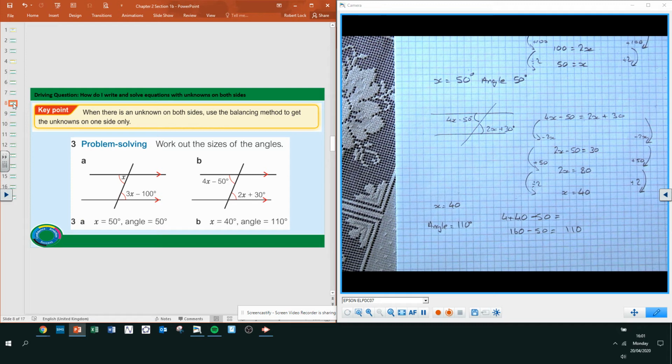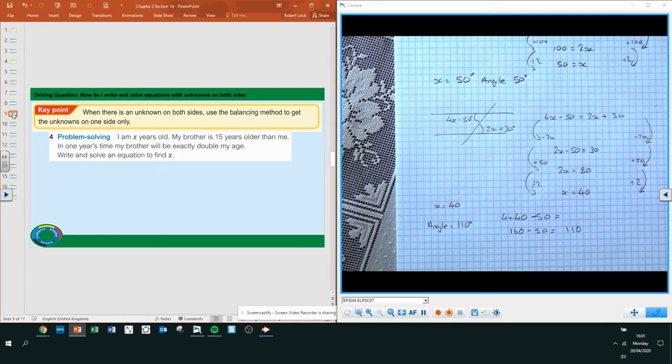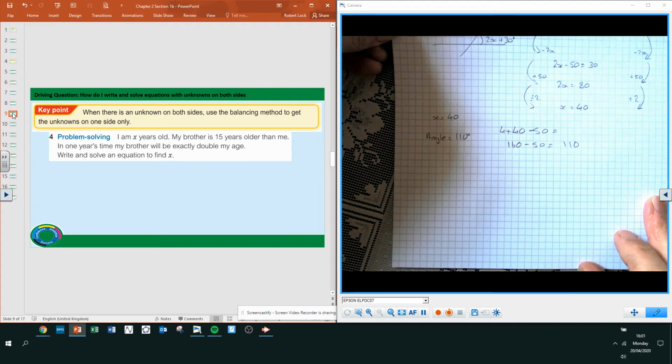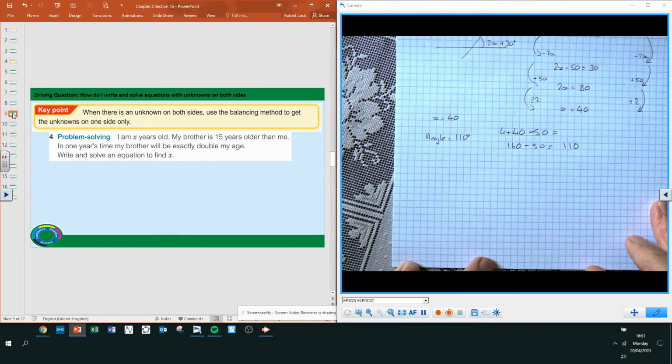How did you do? Question number 9. Problem solving. I am x years old. My brother is 15 years older than me. In 1 year's time, my brother will be exactly double my age. Write and solve an equation to find x.